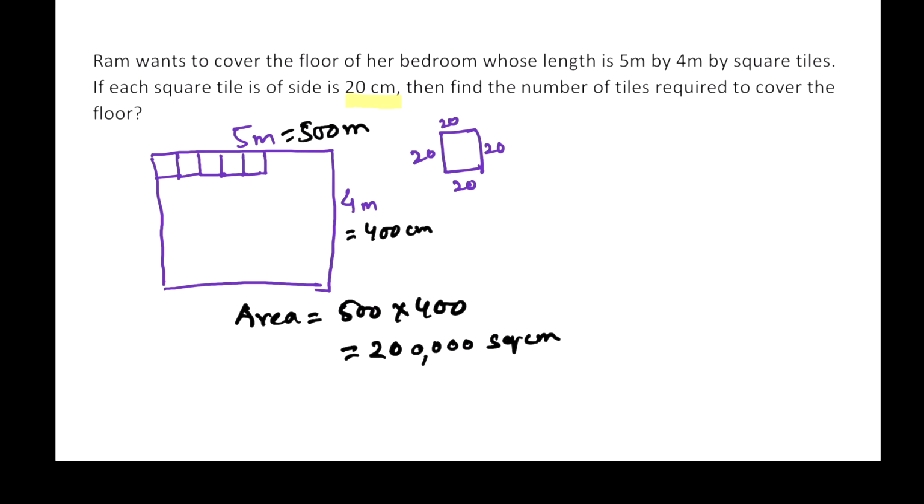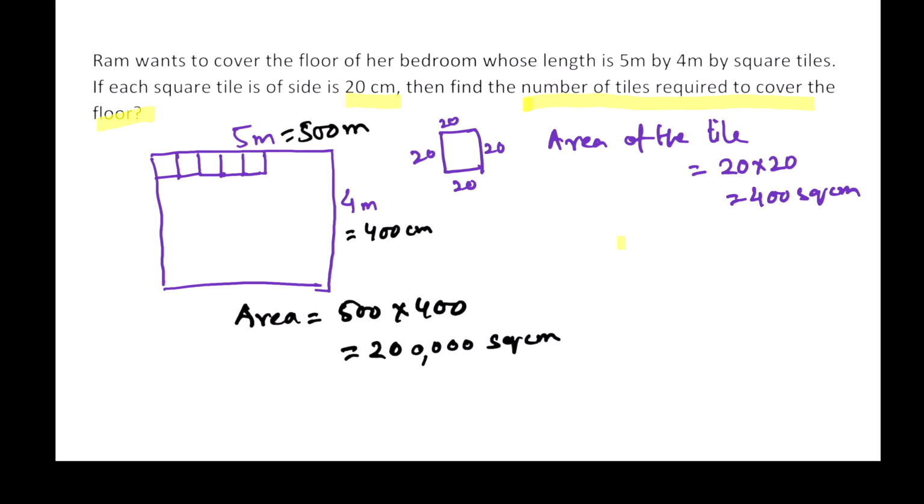For one tile, each side of the square tile is 20 centimeter. So the area of the tile is equal to 20 into 20, which is 400 square centimeter. We need to find the number of tiles required to cover the floor. If we divide the area of the entire room by the area of one square tile, we will find the number of tiles required to cover the floor.